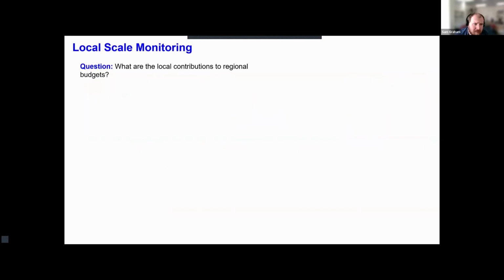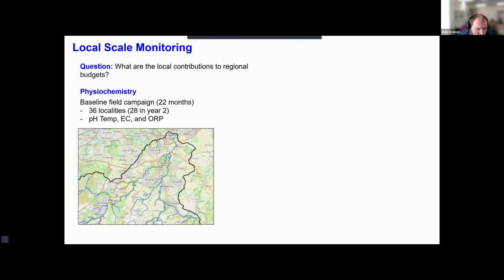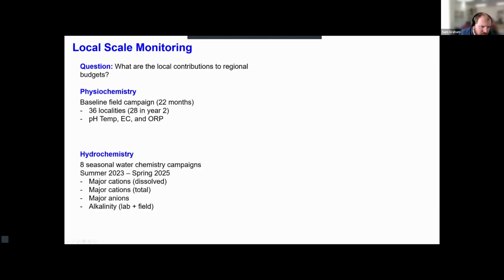So how have we gone about doing this? We've undertaken a fairly intensive physiochemical program. In the map here, we've got all the sampling points in yellow circles, and the SEPA flow gauging stations in yellow triangles. We've had up to 36 localities at the peak of the program, where we've been taking fairly standard physiochemical measurements to build up a picture in time of how this system behaves. That's also been coupled with a slightly less intensive, although still large, number of samples of actual dissolved elemental chemistry as well.